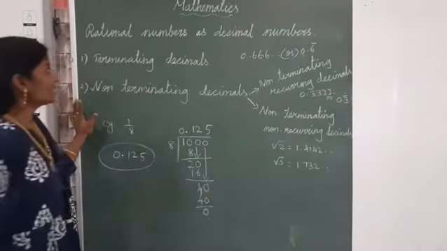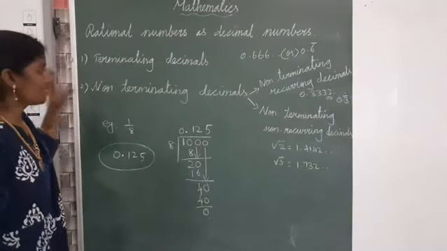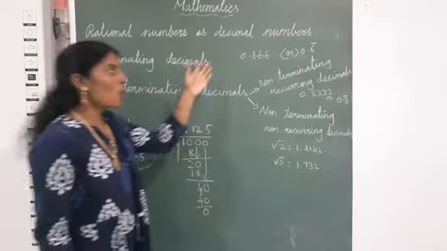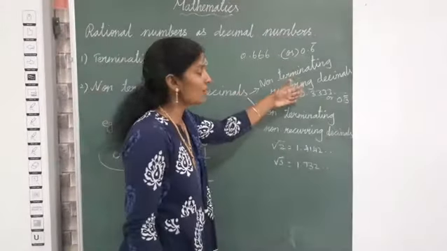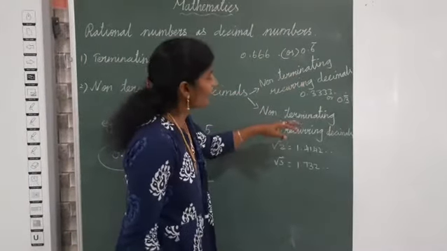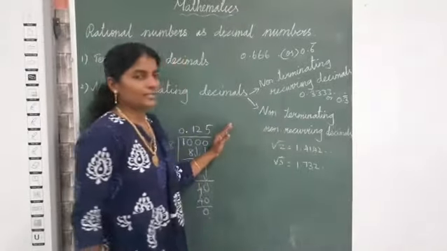Clear? What is a terminating decimal? What is a non-terminating decimal? What is a non-terminating recurring decimal? And non-terminating non-recurring decimal? Clear?